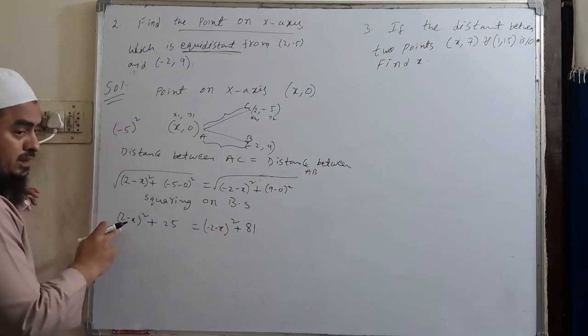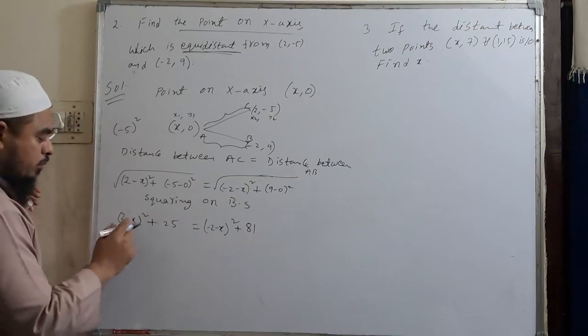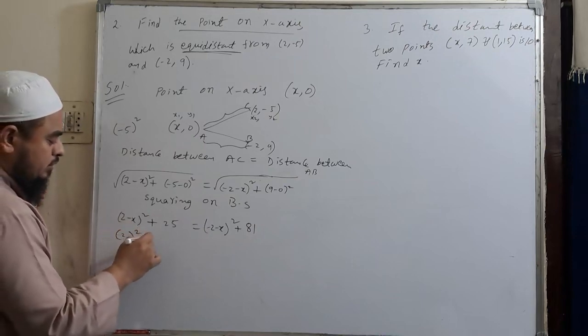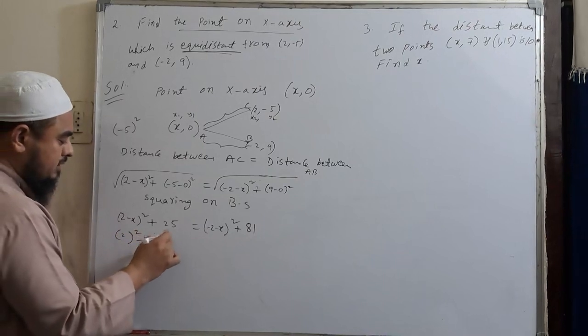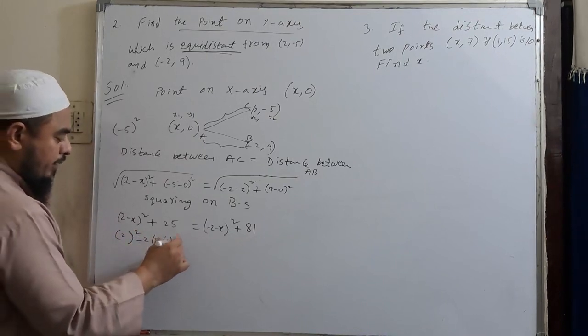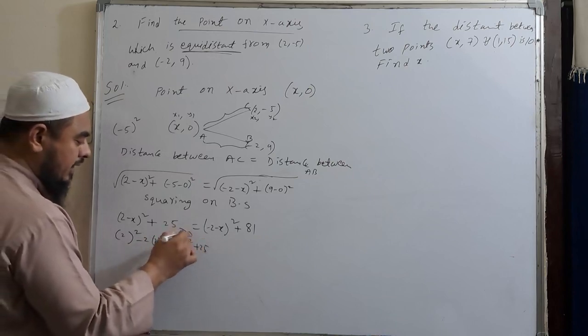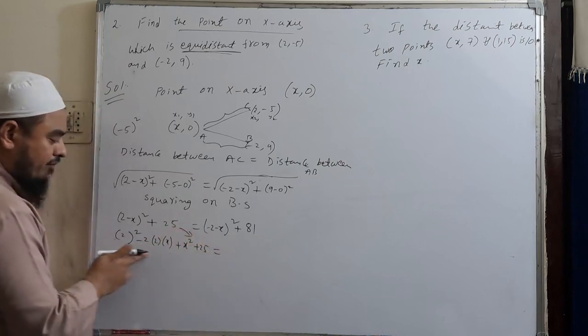Now again you are going to use the same formula, a minus b whole square. So a square, it is 2 square, minus 2ab, that is 2 into 2 into x, plus b square, that is x square, plus 25, already it is there, that we have written. This is for the left hand side.